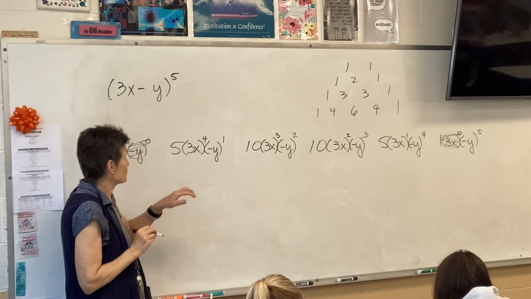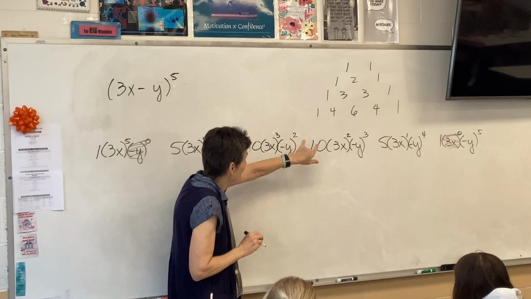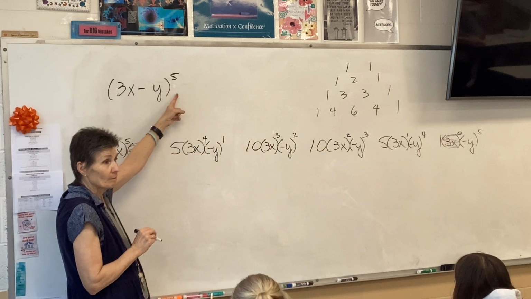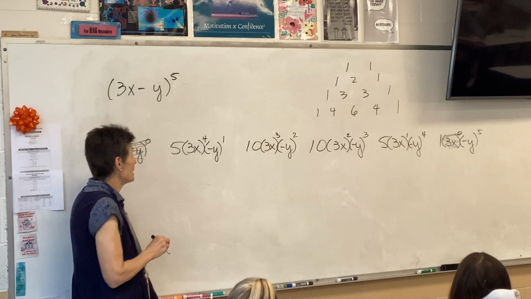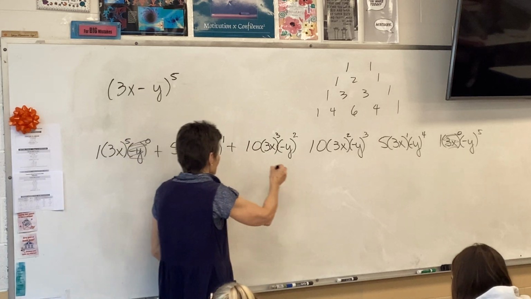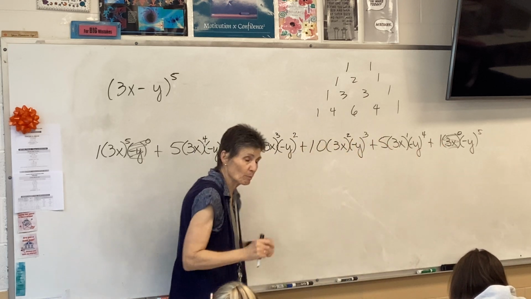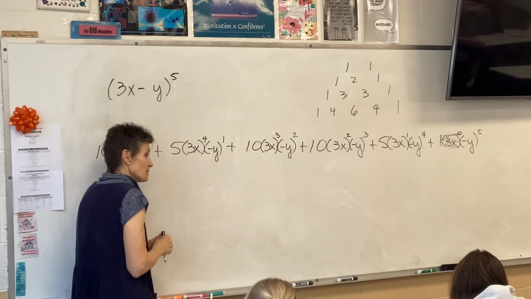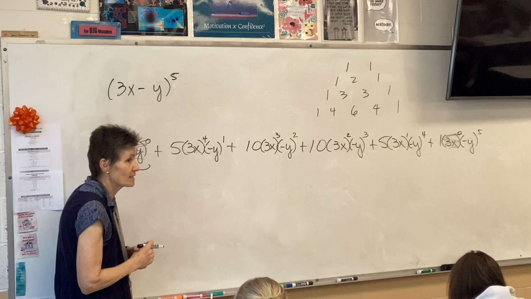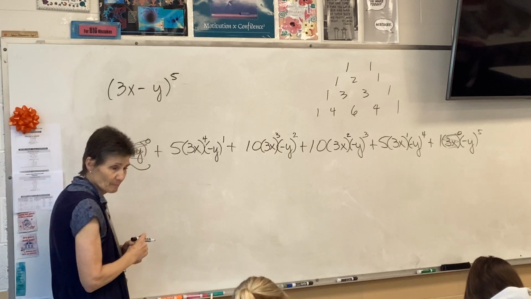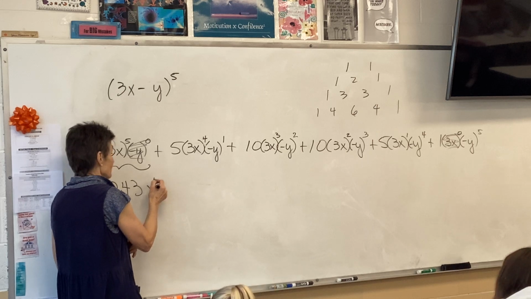Now, what do I observe about these exponents? In every term, they add up to 5. Okay? Now I'm going to put plus signs. Those are like my separators to separate each term. And then I'm going to start simplifying. So what have I got right here? Remember, you have a calculator for the entire test. So what is it? 243 x to the 5th.